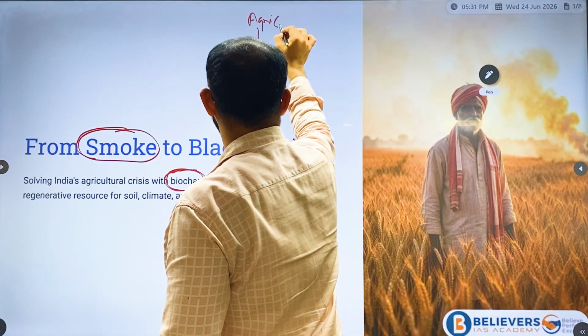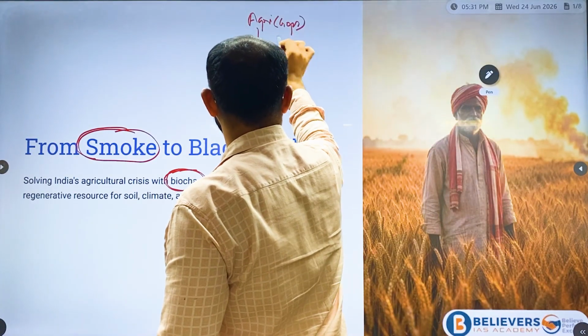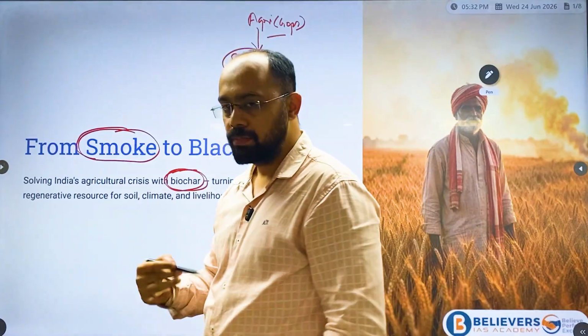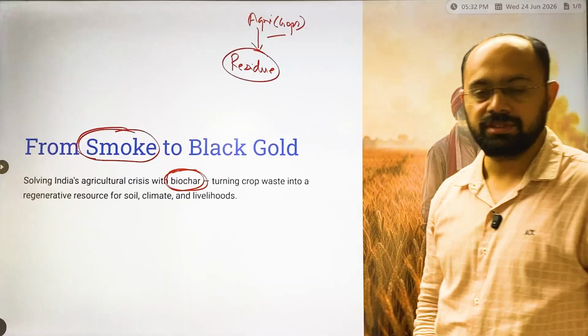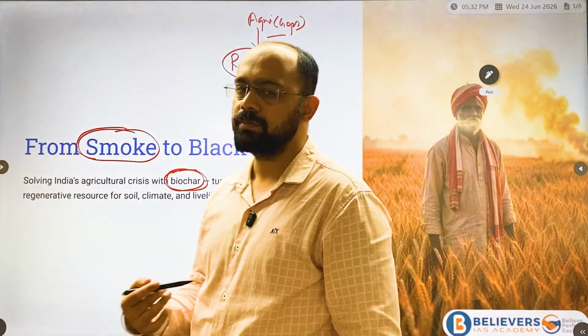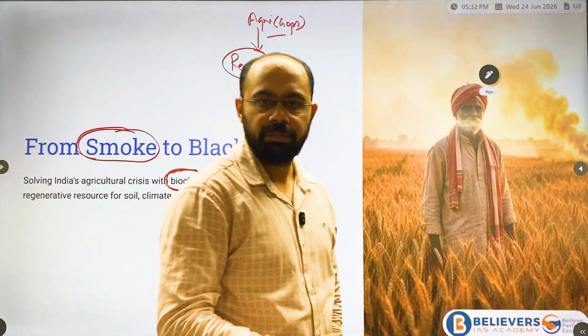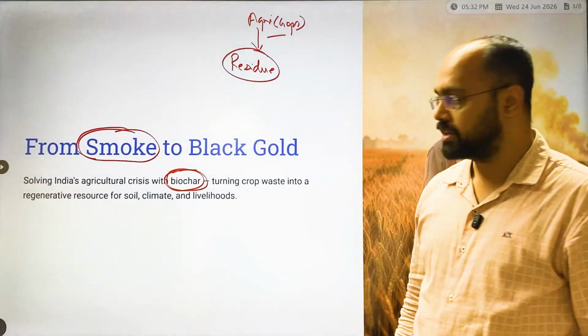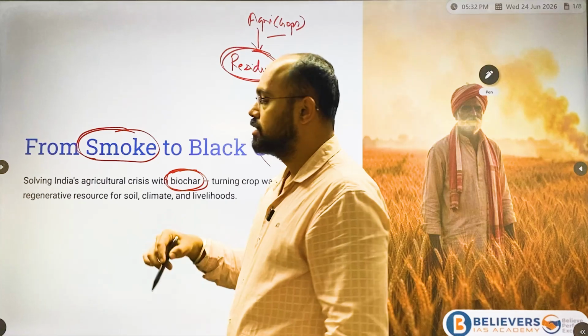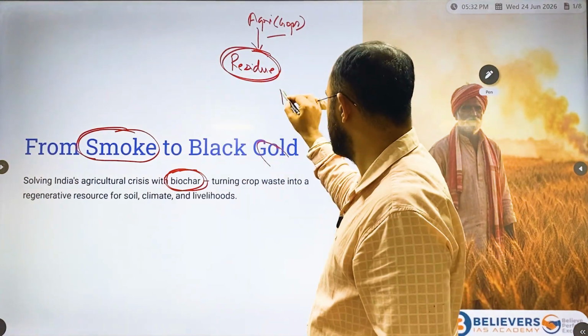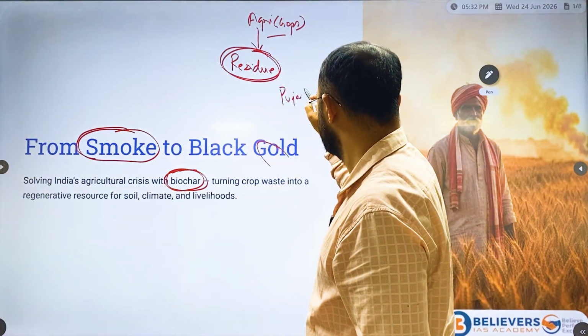After producing the crops, these residues are basically burned. If you take the example of this, whenever during the winter season, we often see that there will be pollution in Delhi. Why? Because of stubble burning, right? This stubble burning is basically from Punjab, right? We all know.